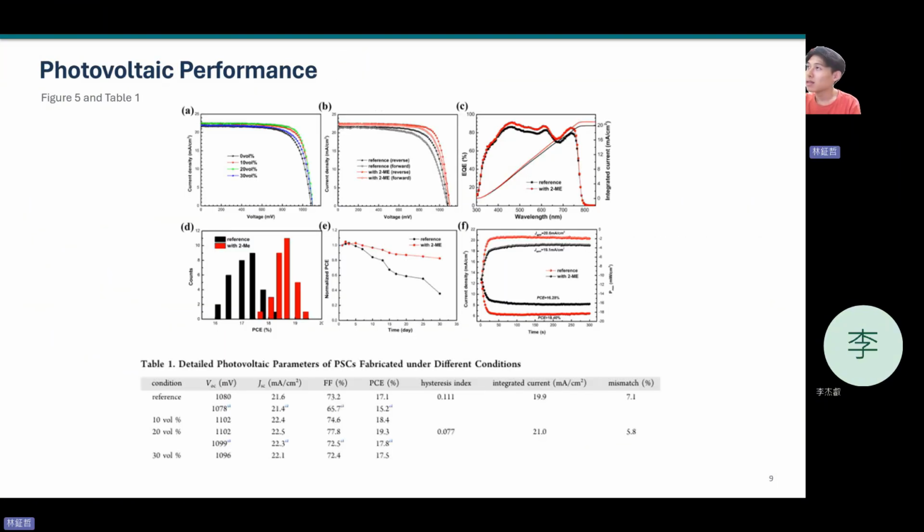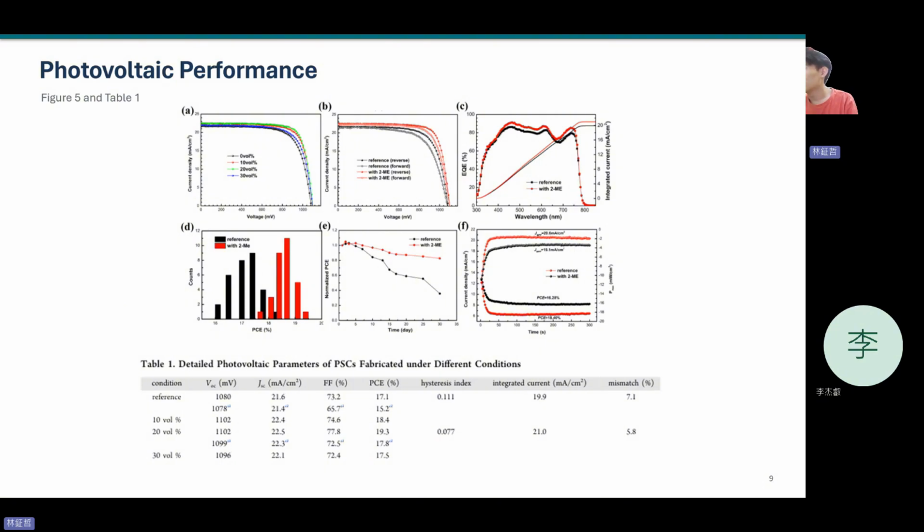Now, let's discuss the device performance. The best device is made with 20 volume percent 2-ME. For the reference device, the open-circuit voltage is 1080 millivolts. The current density is 21.6 milliamperes per square centimeter. The fill factor is 73.2%. The efficiency is 17.1%.